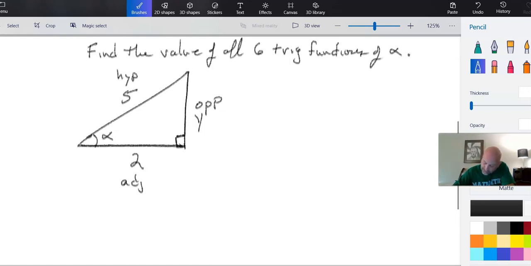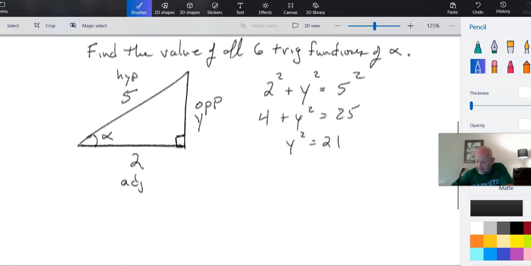Let's see here. We need to find what y is equal to. So that means that 2 squared plus y squared is equal to 5 squared. Right? Just using the Pythagorean theorem. So 4 plus y squared is equal to 25. And if I subtract the 4, y squared is equal to 21. And what that means is that y is equal to the square root of 21. So now I have a side.